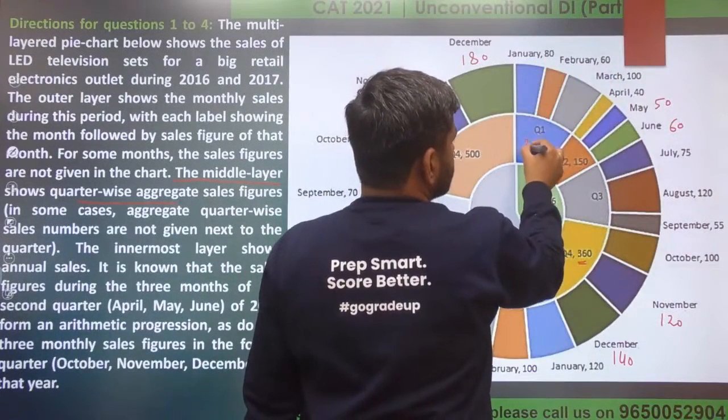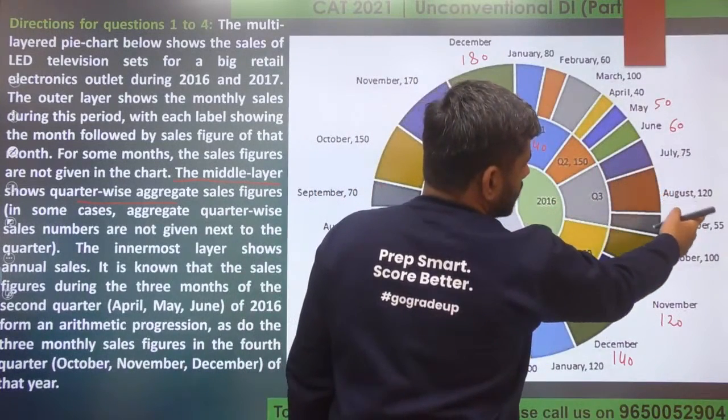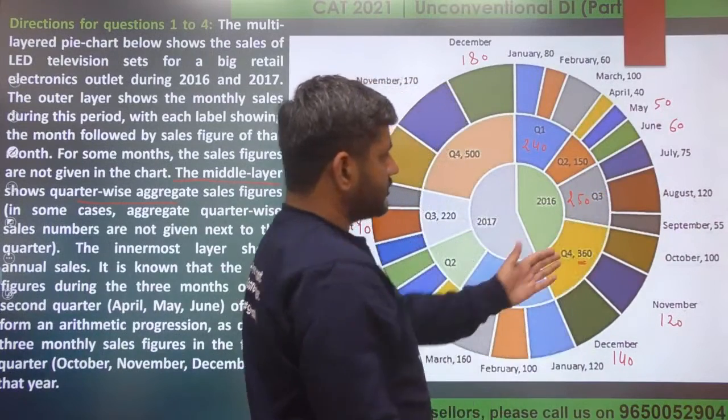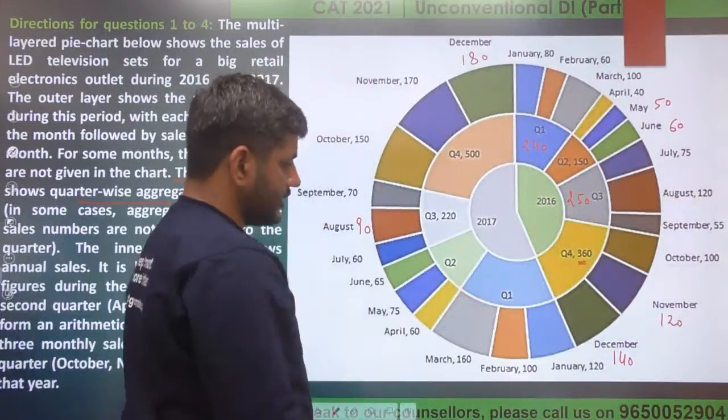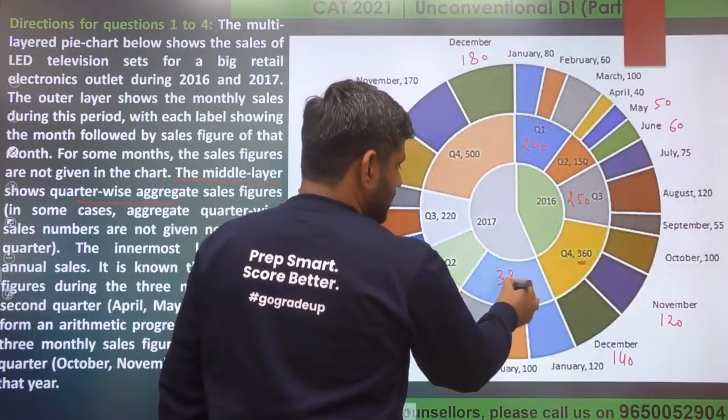तीनों को add कर दो, it will come out to be 240. Quarter 3, 75 plus 120 plus 55. These all will come out to be 250. Quarter 4 का already given है. Quarter 1 here, 120 plus 100, 220 plus 160 is 380. This will come here.